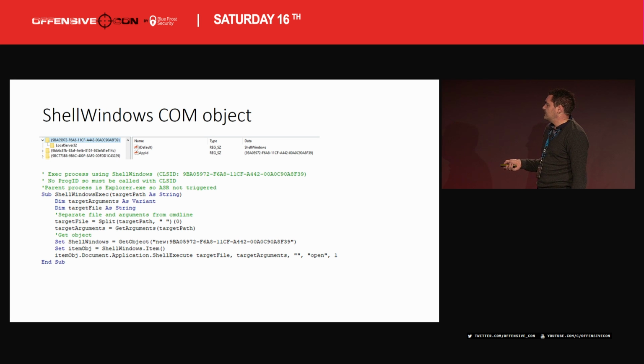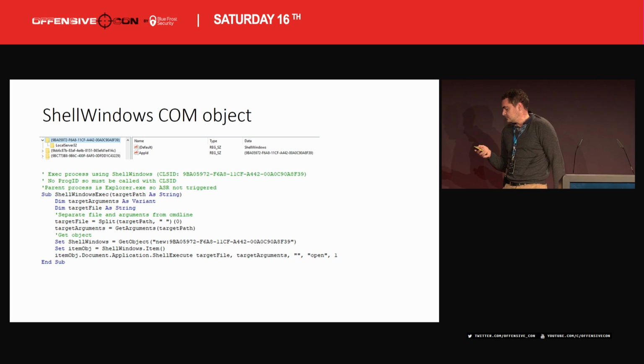So you see that it has the local server 32. And here is a VBScript example of a command line with argument, which bypasses ASR and AMSI. And you can use it from a script or JavaScript, VBScript or Office document. This is used also by red teamers because it's a DCOM, so you can use it for lateral movement.